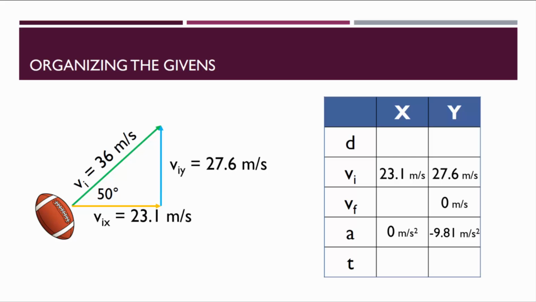Here's what we'll call each of the boxes that remain. dx is the range, dy is the height, ty is the time up, and tx is the total time. You'll see that this time we've split the t row. This isn't to say that there's a horizontal time and a vertical time, but there's a time that we care about for the vertical motion and a different time that we care about for the horizontal motion. You'll see how this works.